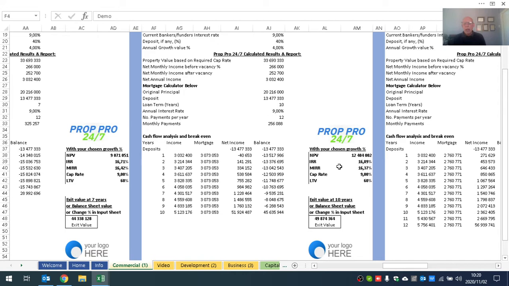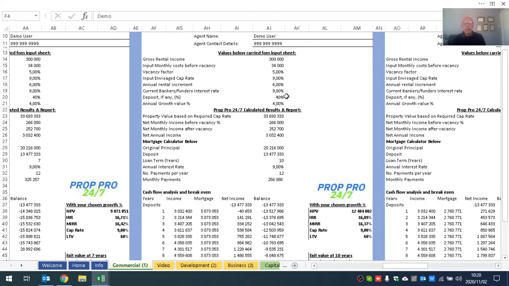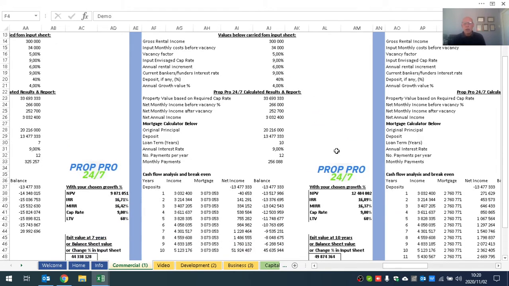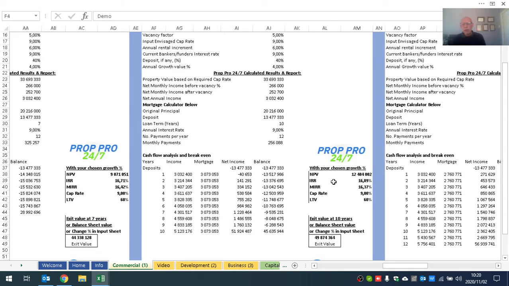And the importance of net present value would be that it has to be a positive number, otherwise it is a negative investment. Internal rate of return and modified internal rate of return must be above the hurdle rate. Your hurdle rate is naturally the banker's or funder's rate. If they're not above that, again, it is a negative investment.